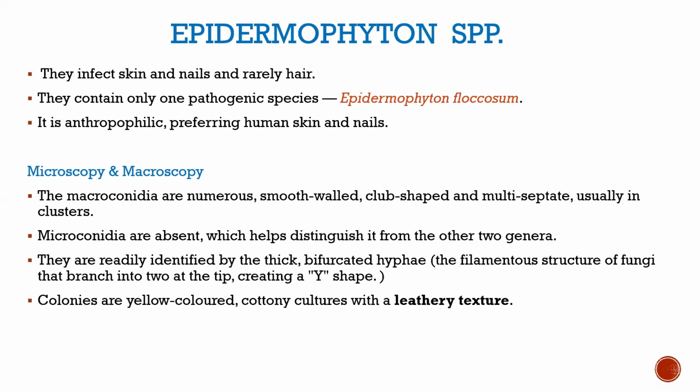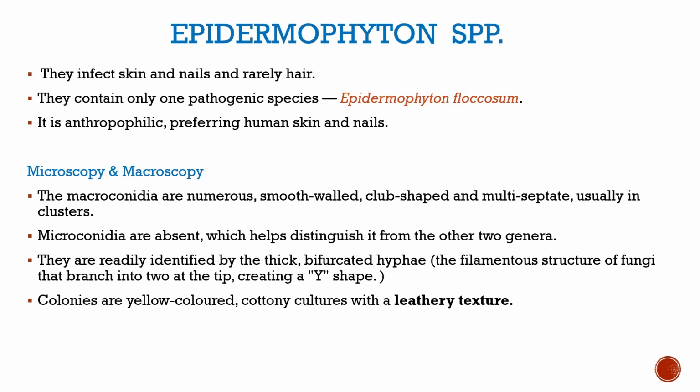The Microsporum has a spindle shape, while the Epidermophyton has a club shape. Do you get? I'm just trying to note the key difference among them. Then the microconidia are absent. You cannot find microconidia when you do a microscopy for Epidermophyton.